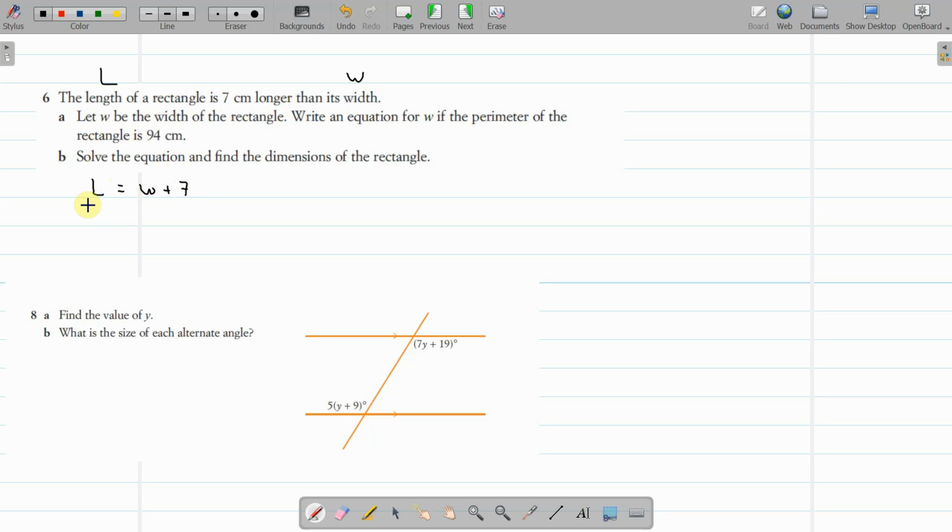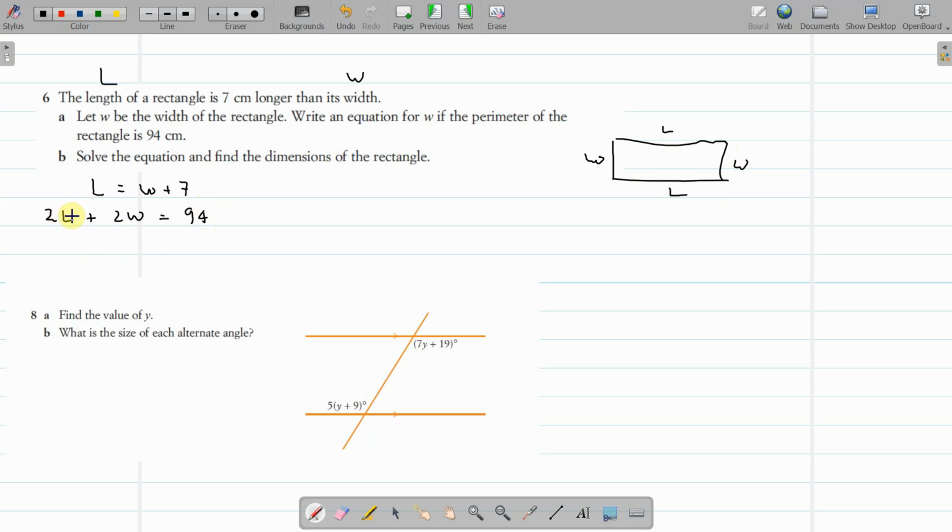Okay, next bit, the width of a rectangle, width W. Okay, so we've got that. W is the width. Write an equation for W if the perimeter of the rectangle is 94. Okay, so we need to remember that the perimeter is 2 times the length, because we're dealing with a rectangle here. You don't need to put this in your working. Length, width, length, width. So we need 2 lengths and 2 widths equals how much? 94. So all this here should be in your working.